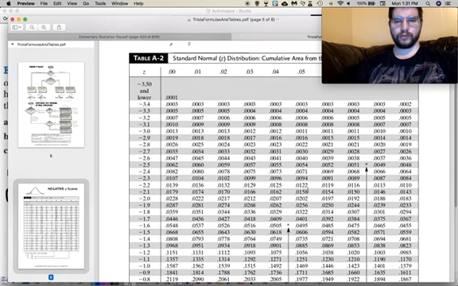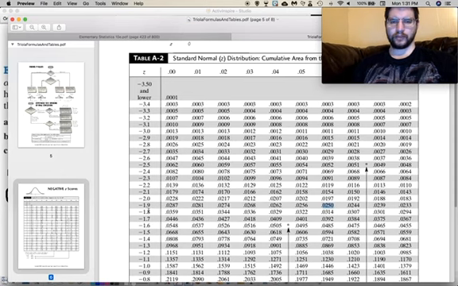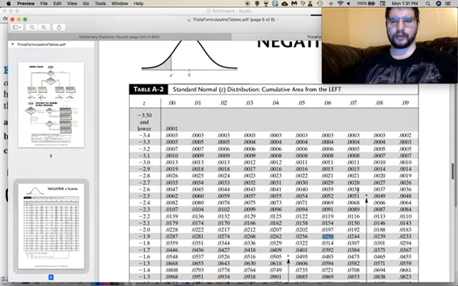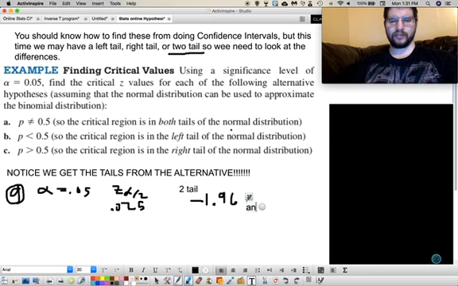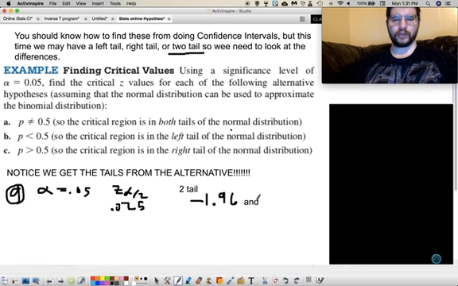Alpha 0.025 is coming down right here. That's negative 1.96. So this time we actually care about the negative and the positive. We have negative 1.96 and 1.96. It's a two-tail, so we're going to use both of them.